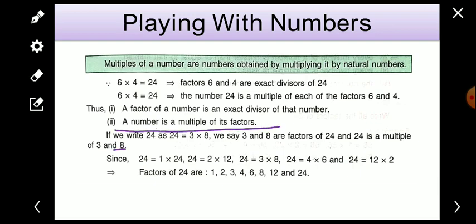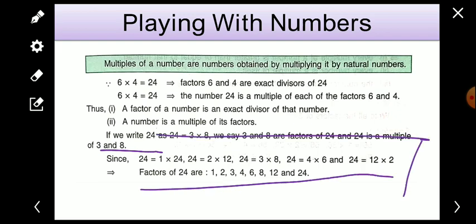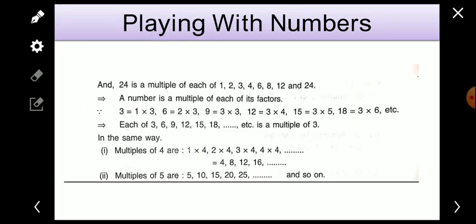If you write 24 is equal to 3 into 8, then 3 and 8 are the factors. In the beginning we learned that if anything can be expressed in multiplication form, then whatever numbers are used are the factors of the product. So 3 and 8 are the factors of 24, and 24 is the multiple of its factor. Like this we can find the multiple and factor. We have already learned this in the previous chapter. These are the examples, you will read them. Stop the video and try to understand.